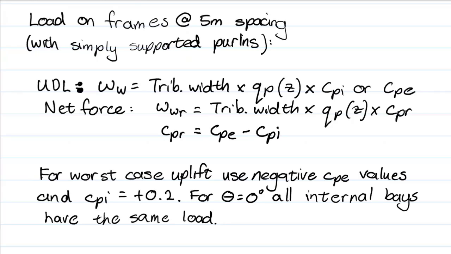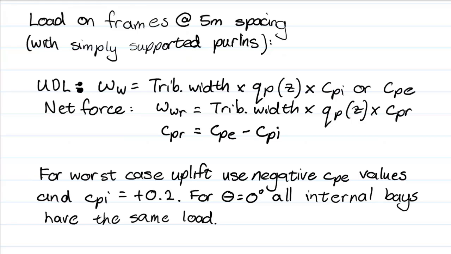So there's our discussion: loads on frames at 5 meter spacing, and this is assuming a simply supported purlin, so it's exactly half the loads going each way. Our UDL, uniformly distributed load, is our tributary width times our pressure times CPI or CPE. In the diagram below, we're going to show two pressures, one from the outside, one from the inside.